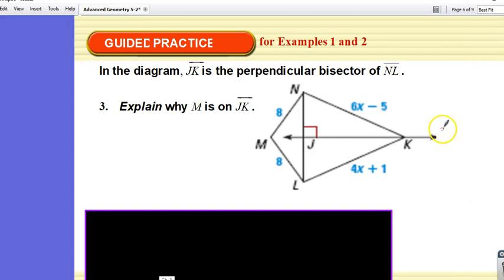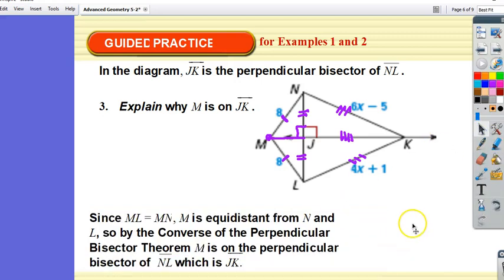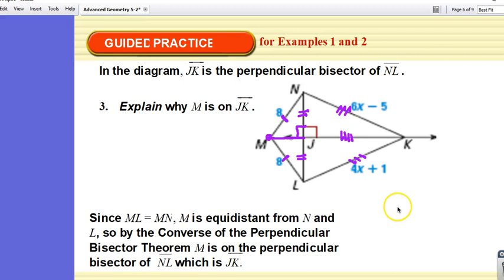Explain why M is on JK. Because these are equal. Since these are equal, then this is a perpendicular bisector. So therefore, M is on it, right? Because then these are equal. These are equal. This is equal to itself. Since ML equals MN, M is equidistant from N and L. So by the converse of the perpendicular bisector theorem, M is on the perpendicular bisector of NL, which is JK.